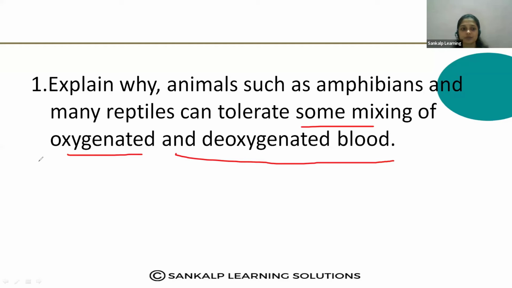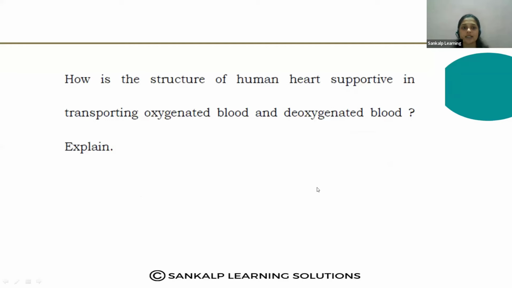So this is the one question. And one more question is, how is the structure of the human heart supportive in the transporting of the oxygenated blood and the deoxygenated blood? Okay, so oxygenated ಮತ್ತೆ deoxygenated blood ಅನ್ನ ಸೆಪರೇಟ್ ಆಗಿ ಕ್ಯಾರಿ ಮಾಡೋ ತರ ಅದು ಹೇಗಿದೆ, how it is supportive, because the left chamber is separate and the right chamber of the heart is separate.